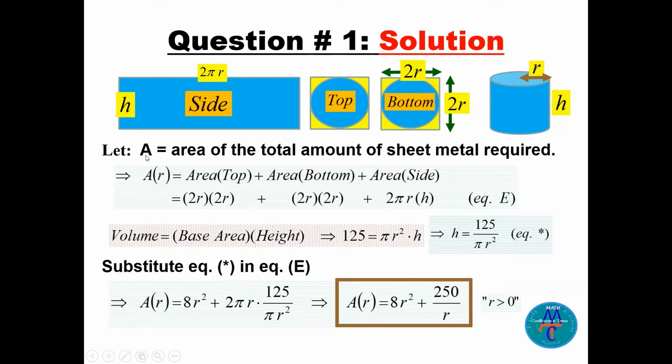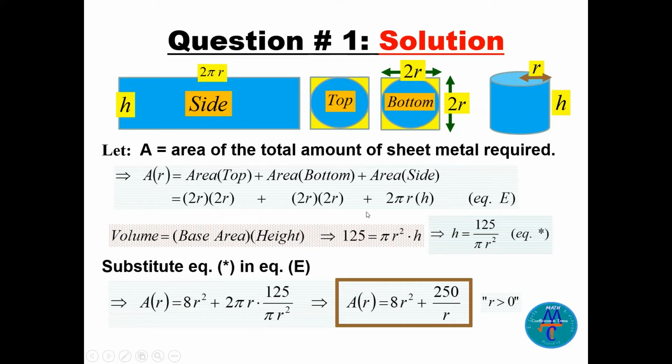Now the area will be the area of the top circle, the area of the bottom, and then the area of the side. But before we use the circle, we have to use the square because this is the material used. 2r times 2r for the top, 2r times 2r, this is the length times the width. This is a square, so it will be considered as a rectangle, plus the area of the side, which will be length times width, 2 pi r times h. Let's call this equation E.